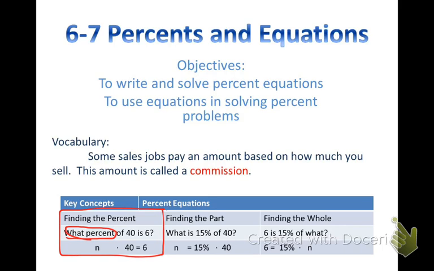And then finding the part of means you, again, are writing an equation. What is, again, we don't know what is, so I made it a variable. Is an equal sign, 15%. Usually you'll turn it into a decimal. And then of means multiply. And then of 40, 40 means 40. And then finding the whole. They give you the sentence, just go right from what it says.